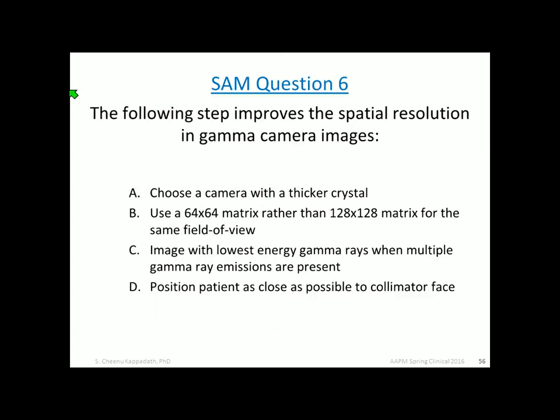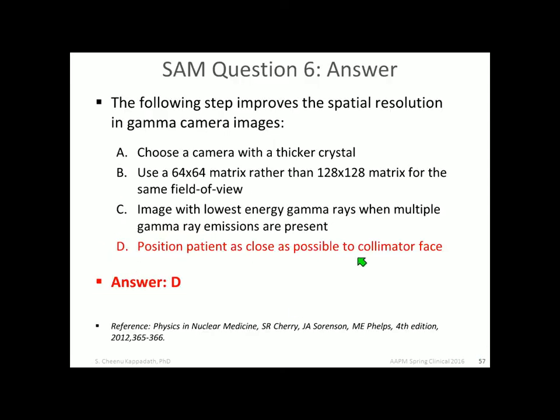So this is the last question here. The following steps improve the spatial resolution of gamma camera images: choosing a camera with a thicker crystal, using a coarser image matrix, imaging with the lowest gamma energy when multiple images are available, or positioning the patient as close to the collimator face. Okay, very good. You already got it, right? It is positioning the patient close to the collimator face.